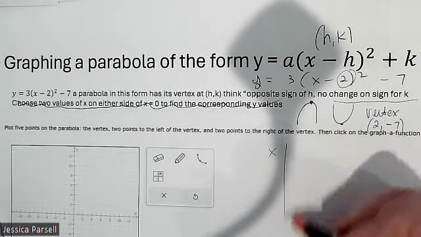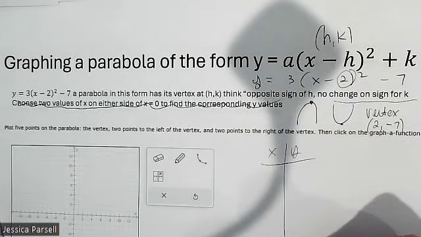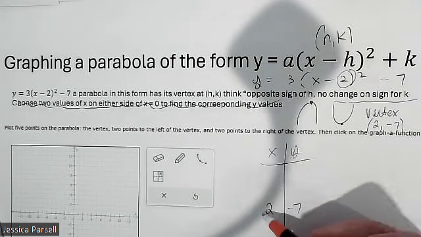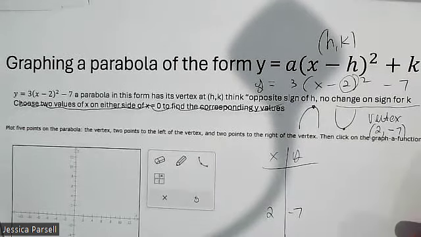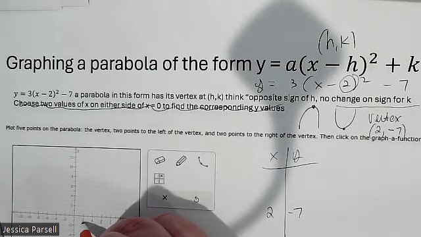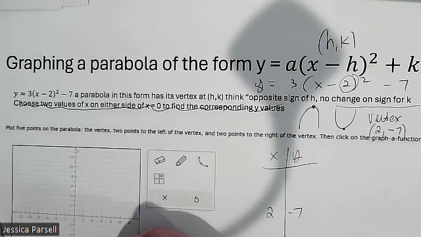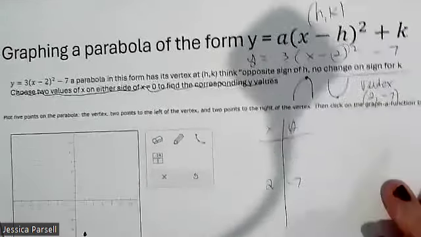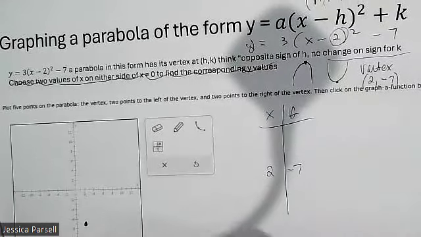So we're going to make a little chart. I'm going to put the vertex in the middle, just like I did on the last example. And then let's plot it. So 2, -7 will be over 2, down to -7. Let me put that on my screen here. So that's going to be my vertex.